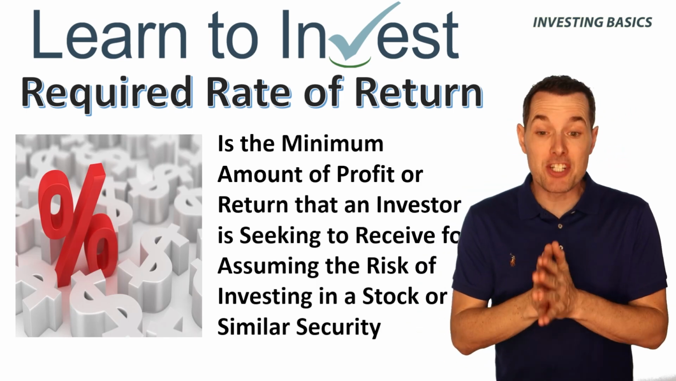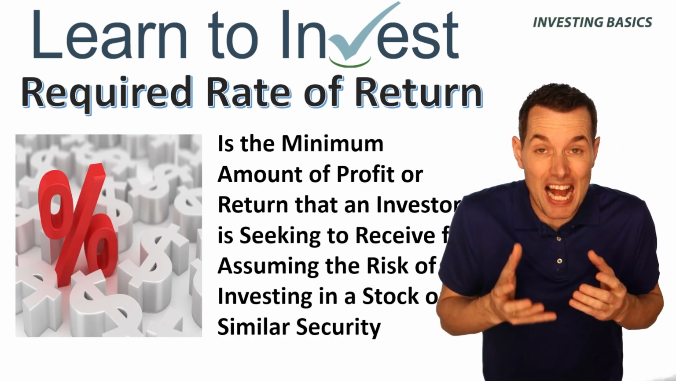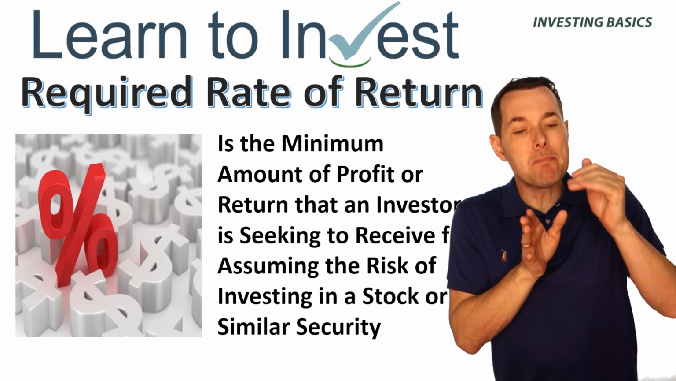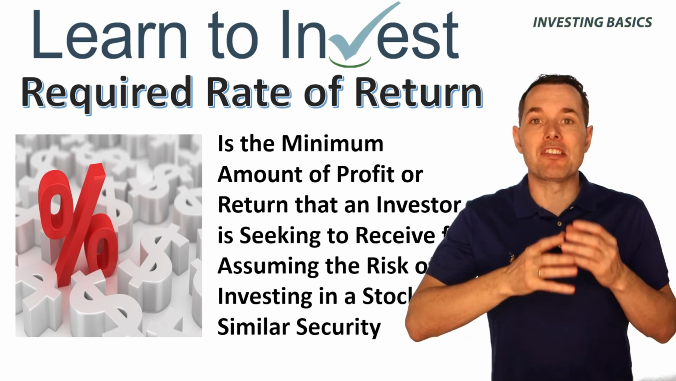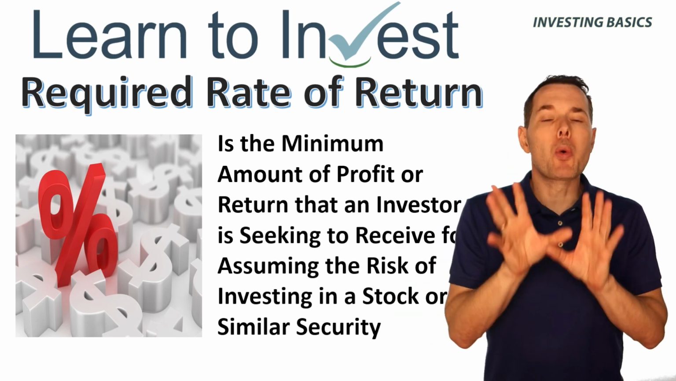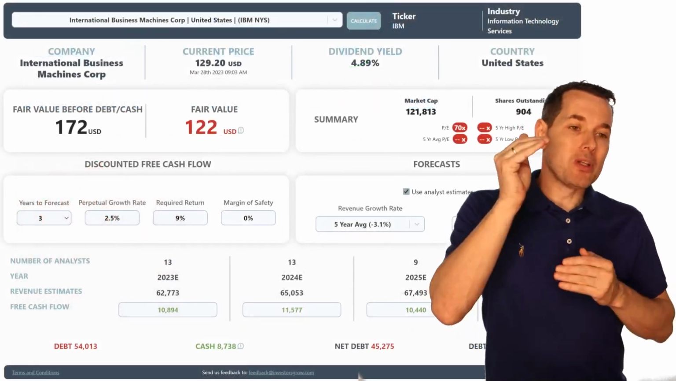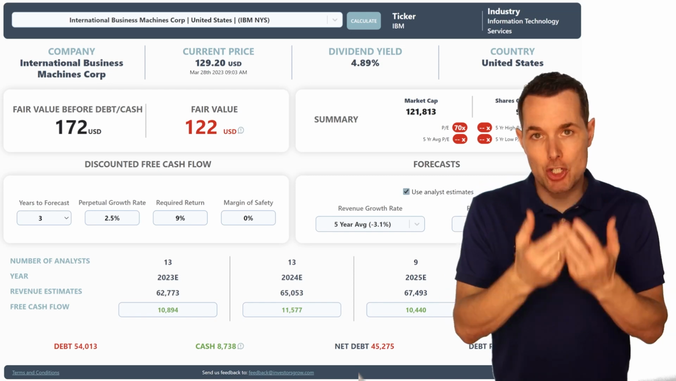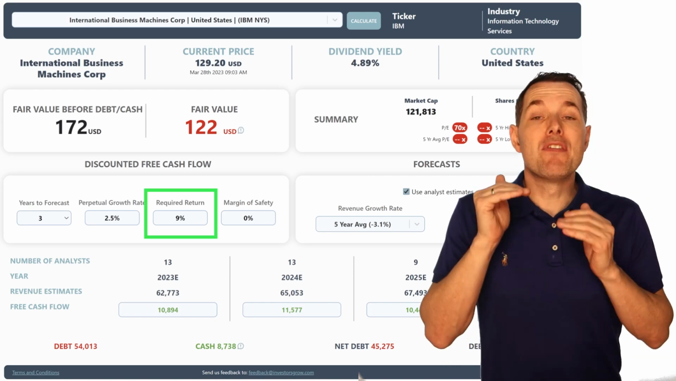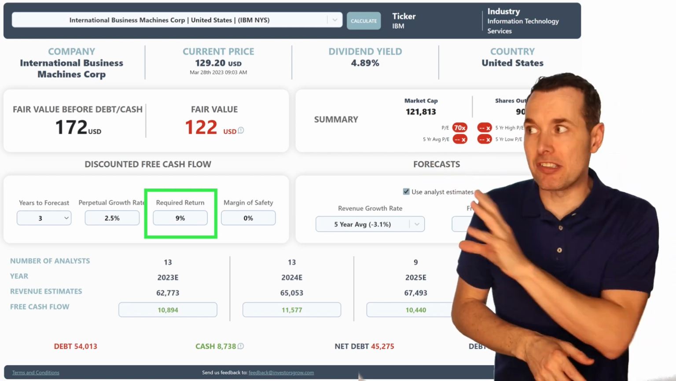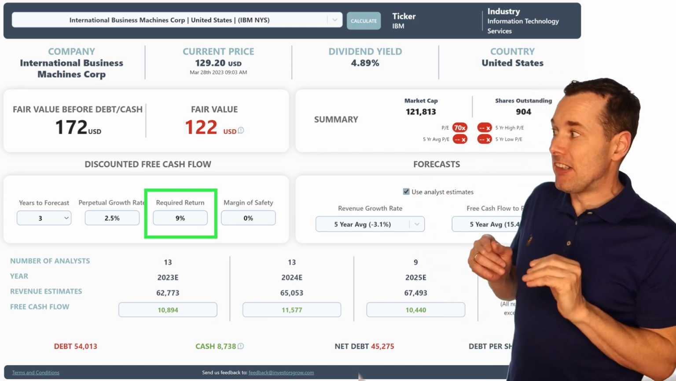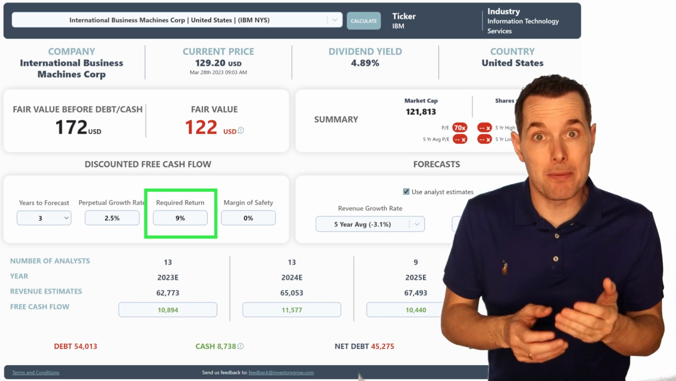So the basic definition of what required rate of return is exactly what it sounds like. It is the minimum return on a percentage basis we need as investors. So let's look quickly at an example. Let's imagine that we need to return a minimum of 9% per year. This is our discounted cash flow calculator, right? So our required rate of return is right now 9%.